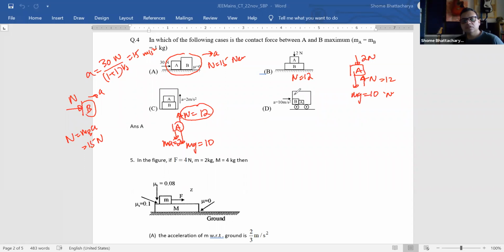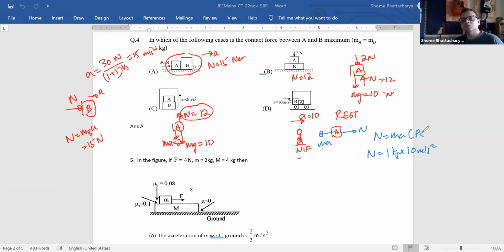Okay, and in this case, the system has an acceleration of 10. So you make the free body diagram, for example, of the block A in the non-inertial frame, which is moving with an acceleration of a equal to 10. So in this frame, this is at rest because the pseudo force acting on it is getting balanced with what? Normal reaction. So the normal reaction is mass of A, 1 kg, multiplied by acceleration 10 meters per second square. N will be equal to ma, which is the pseudo force. Okay. So again, it is 10. So in this case, the normal reaction is 10.